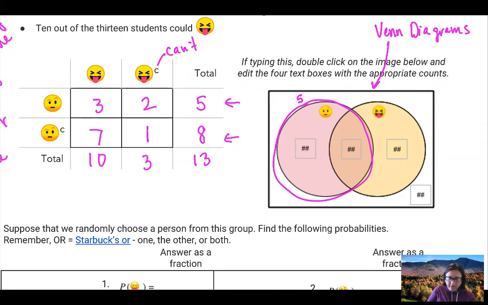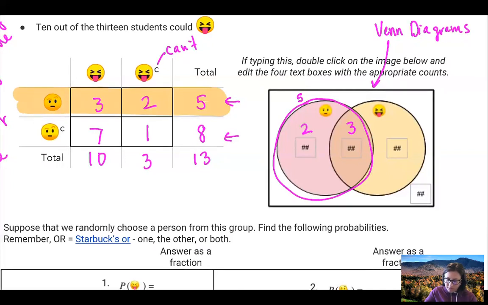So when I look on my Venn diagram or on my two-way table, I'm looking at this row right here. I know that 5 can raise their eyebrows, but I also know that 3 of them can roll their tongues. So 3 of them can do both. So 3 is going to go right here. I know that the whole circle has to total 5, so that means there are 2 people in just the red section, which makes sense. So this 3 corresponds with this 3 right here. This 2 corresponds with the people who can raise their eyebrow but can't roll their tongue. So that's that right there.